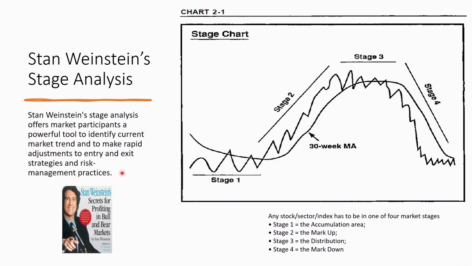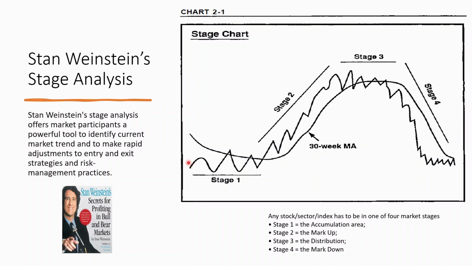Basically, what he has done is broken down the market structure into four stages, and he has shown us how we should be analyzing the market and the price action to understand which stage the market is in, and then according to the stage that the market is in, we should take appropriate action. So, the market stages. The market can be in one of the four stages. Stage 1 accumulation, stage 2 markup, stage 3 distribution, stage 4 markdown.